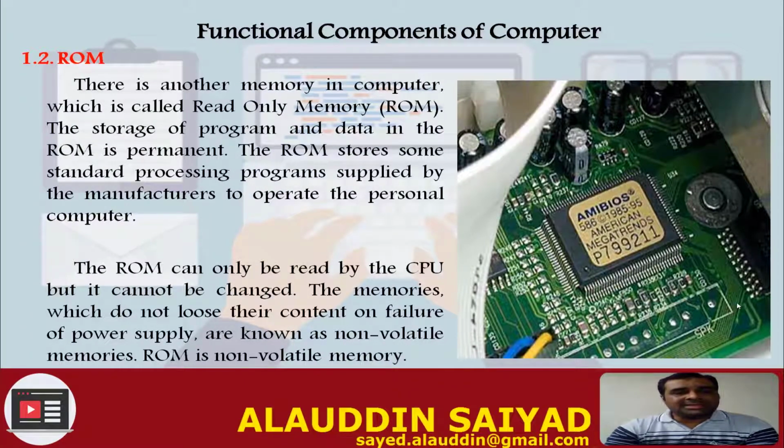Read-only memory. There is another memory in a computer which is called read-only memory. The abbreviated term is ROM. The storage of program and data in the read-only memory is permanent. That means once it is written, you cannot change it. The ROM stores some standard processing programs supplied by the manufacturers to operate the personal computer. The ROM can only be read by the CPU, but it cannot be changed. So programs are written inside read-only memory, and the contents of ROMs cannot be changed easily.